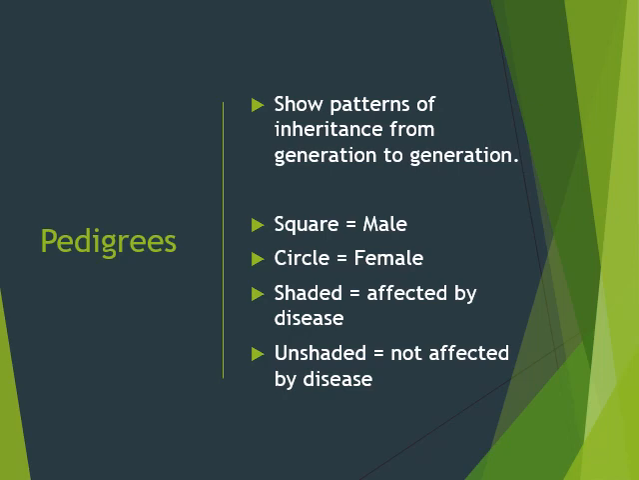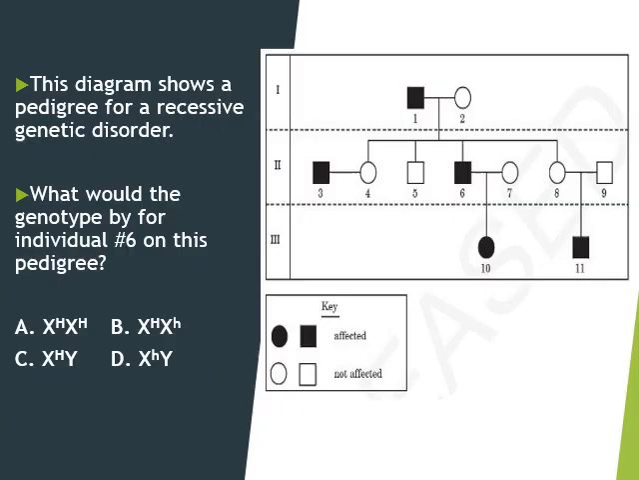Okay, the next thing, pedigrees. If we look at pedigrees, again, just to refresh your memory, it shows the patterns of inheritance from generation to generation. Squares represent males, circles represent females. Shaded means they're affected by a disease, and unshaded means they're not affected by the disease.